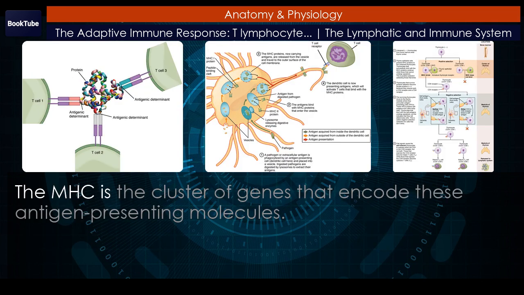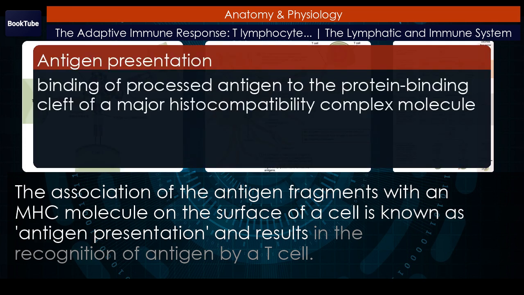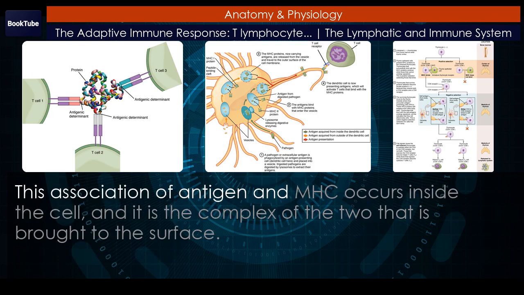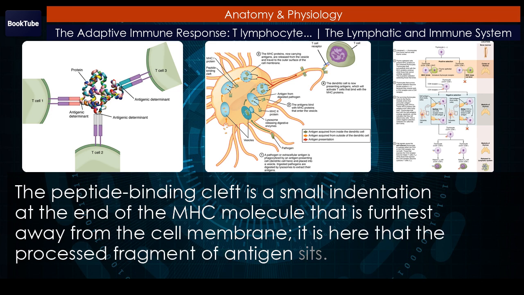The MHC is the cluster of genes that encode these antigen-presenting molecules. The association of the antigen fragments with an MHC molecule on the surface of a cell is known as antigen presentation, and results in the recognition of antigen by a T cell. This association of antigen and MHC occurs inside the cell, and it is the complex of the two that is brought to the surface. The peptide binding cleft is a small indentation at the end of the MHC molecule that is furthest away from the cell membrane. It is here that the processed fragment of antigen sits.